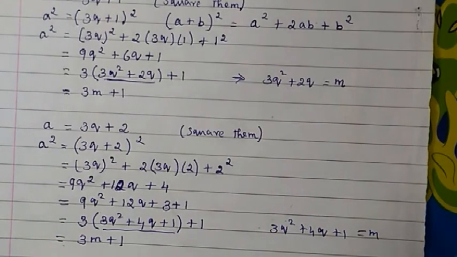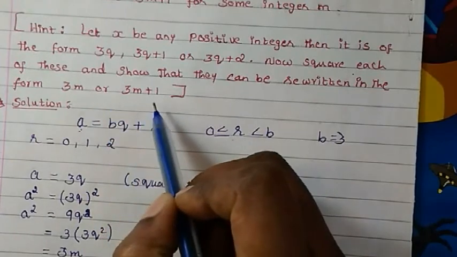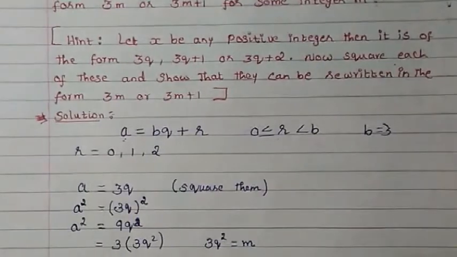So that's it, children. I hope you have understood. We have nothing to prove, but what is given to us, we are writing it in the form of 3m or 3m plus 1.